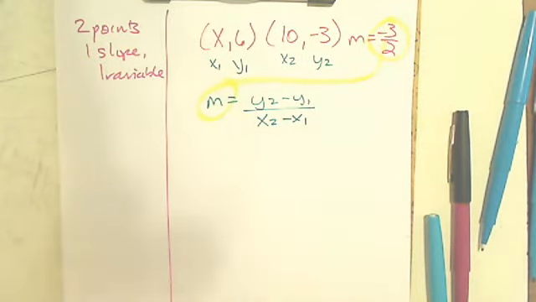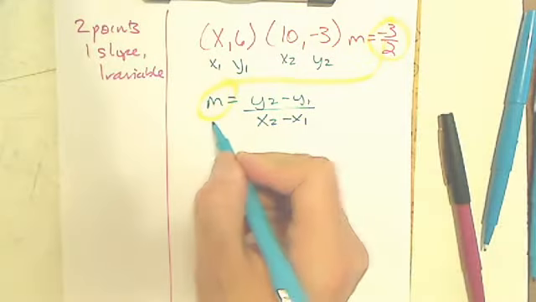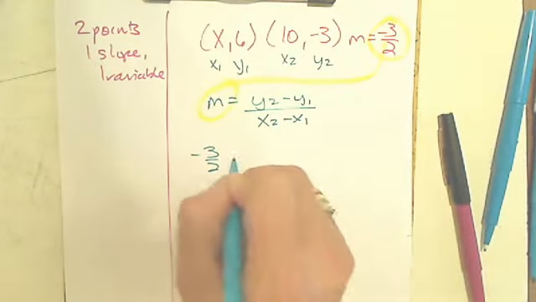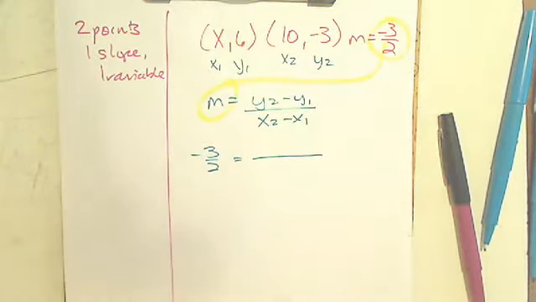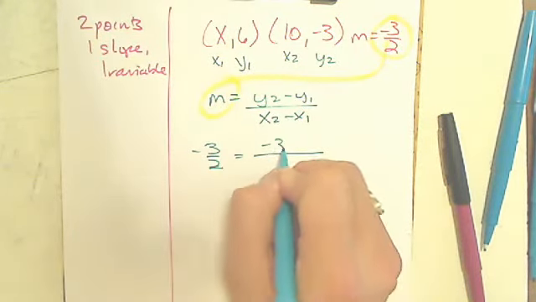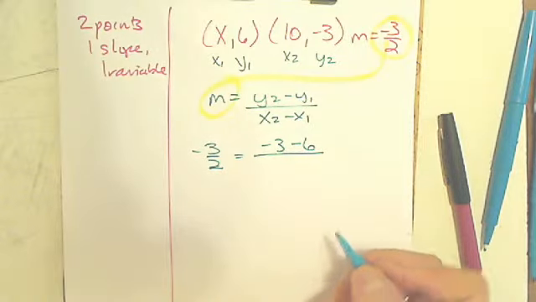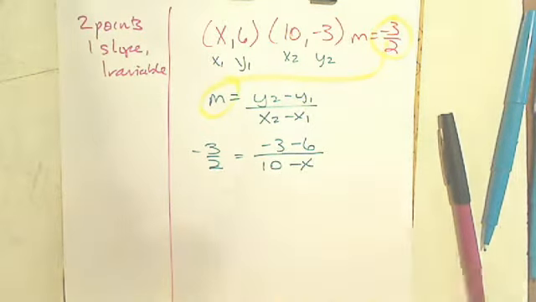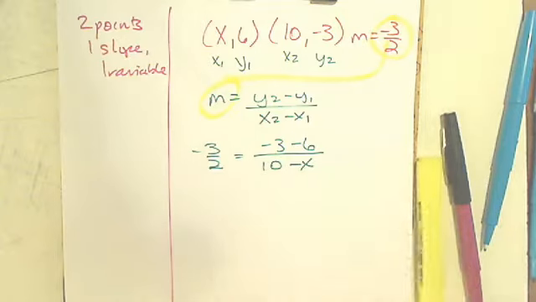Any questions? So we're gonna substitute in m, okay, so negative 3 over 2 equals negative 3 minus 6, keep going, over 10 minus x. This is a little bit of algebra 2. I've been showing a little algebra 2 here. Okay. So, questions on how we got the numbers?